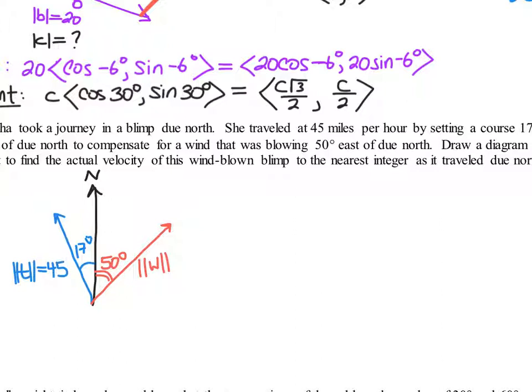All right, so draw a diagram, we did that. We need to find the actual velocity of the wind-blown blimp. So we're looking for the resultant vector, but I guess I'll call it B. This would be vector B. You can name them any way you want, but essentially we're looking for the magnitude of B.